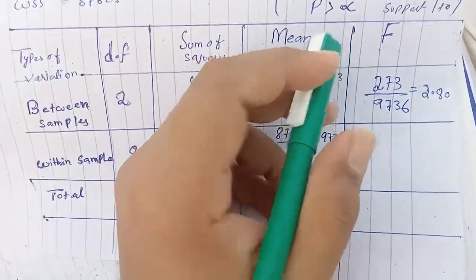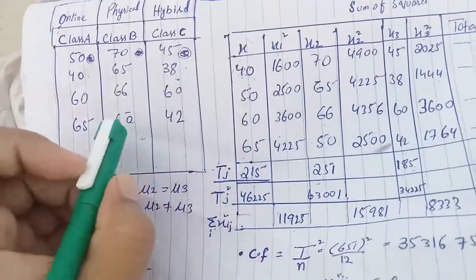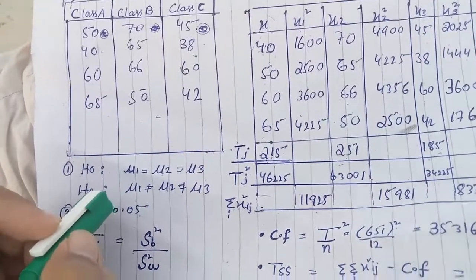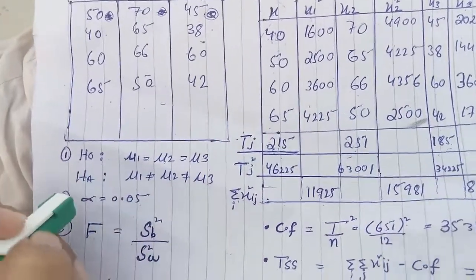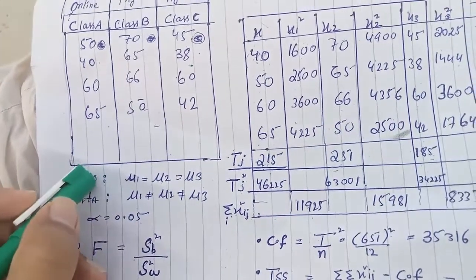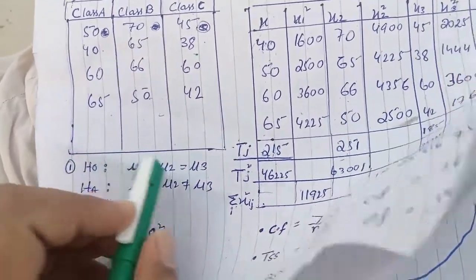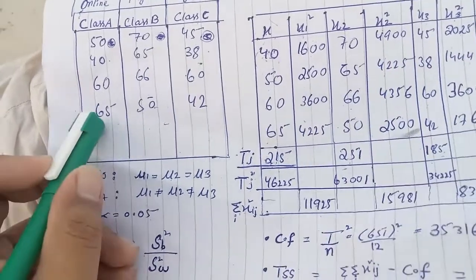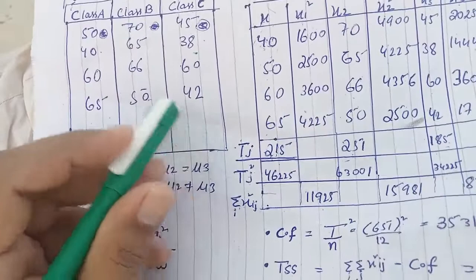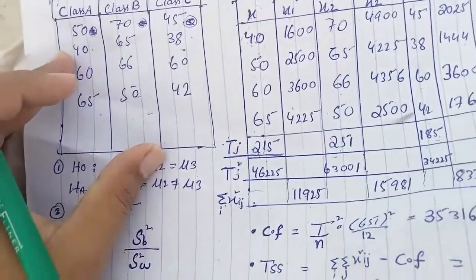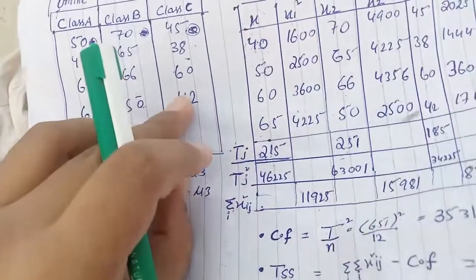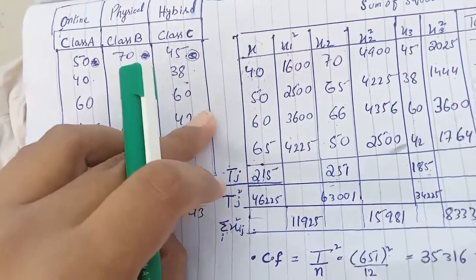If the p value is less than alpha, and once we calculate the f test, we will calculate the p value. If the p value is greater than alpha, which is 0.05, we will support the null hypothesis. The null hypothesis says the average marks of the class A, class B and class C are equal. There is no difference in the average marks of class A, class B, class C.